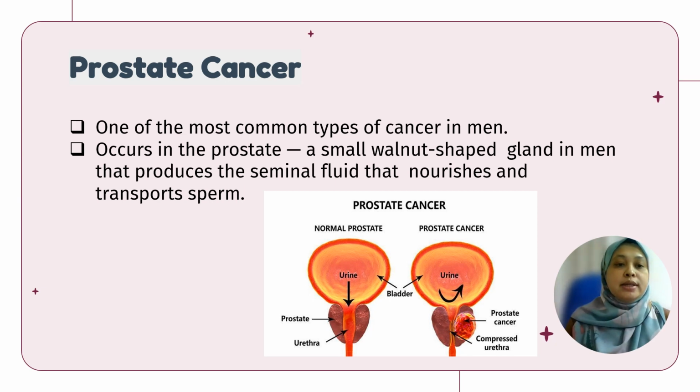Now we go to the other disease, which is prostate cancer. It is the most common type of cancer in men and occurs in the prostate. The prostate is actually a small walnut-shaped gland in men that produces a seminal fluid that nourishes and transports sperm.